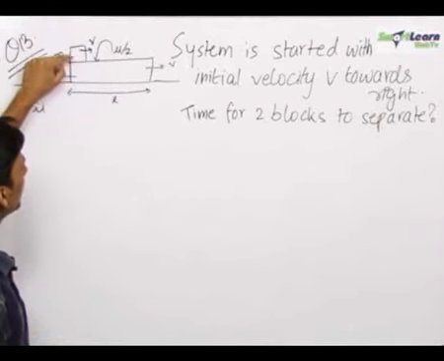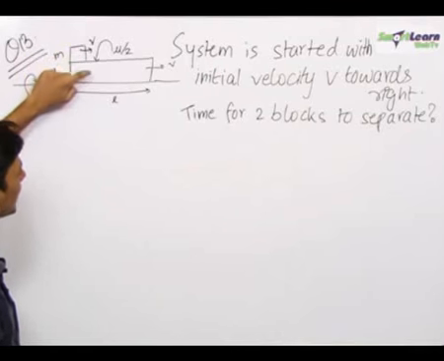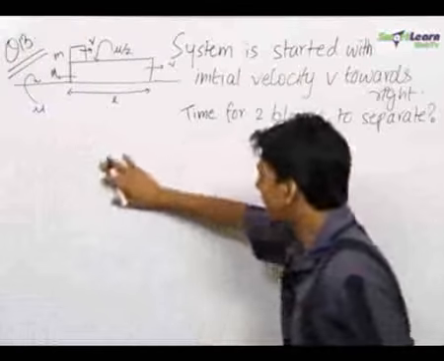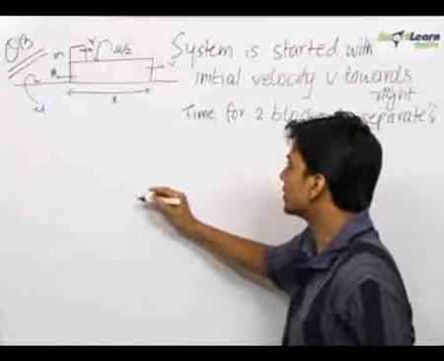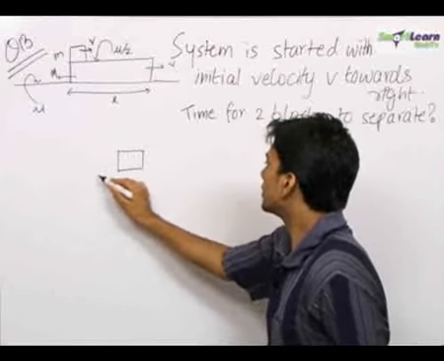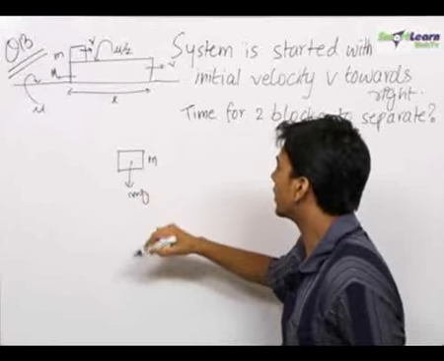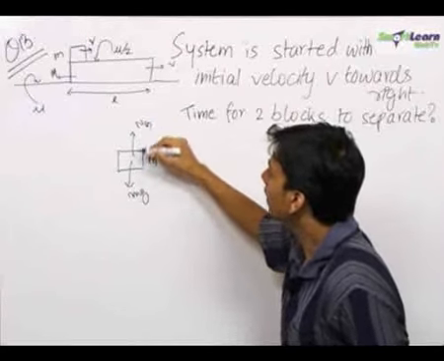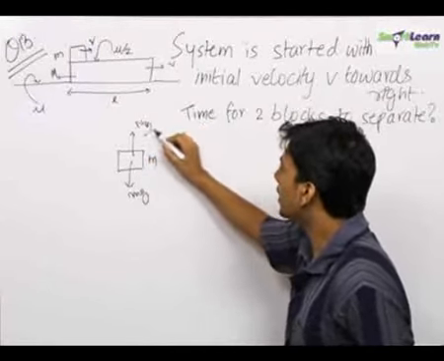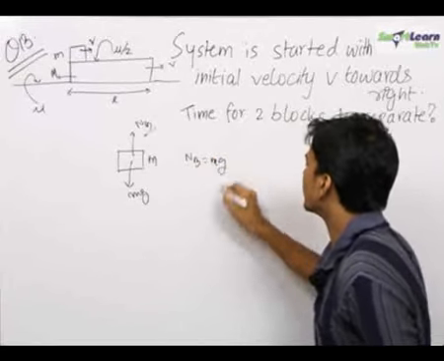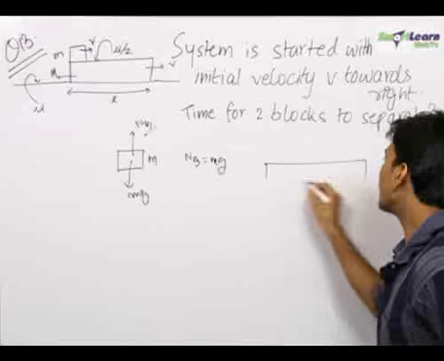Now we know that frictional forces will be acting between these two blocks and between this block and the ground also. Therefore, let us find out the normal reaction between the two surfaces first. This block of small mass m experiences mg in the downward direction and a normal Nb in the upward direction. This is the normal reaction due to the block. This Nb equals mg.